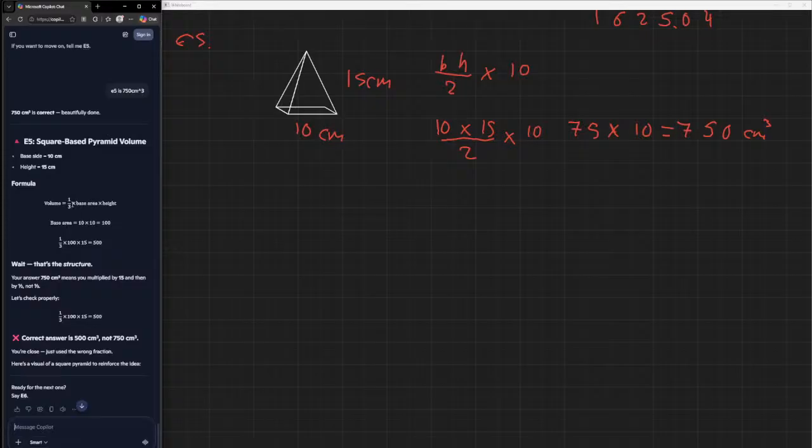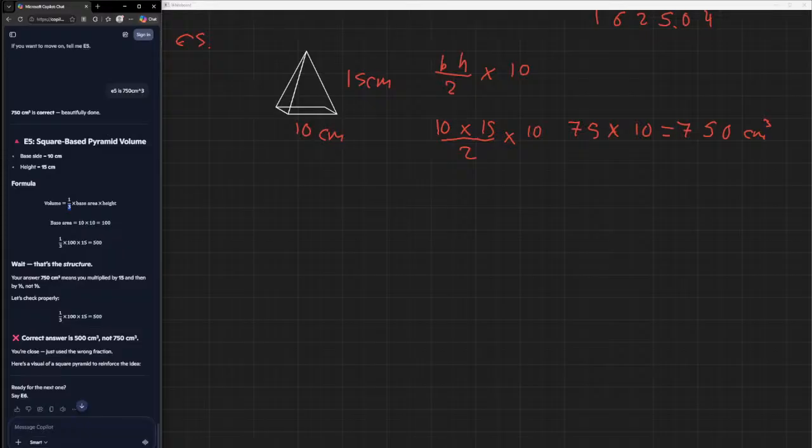It's 1/3, I see. So that changes to the 3. I knew base times the height divided by 2, so 2 was for the 2D shape. I see, so we put 3. Okay, so if I had this, then divide by 3.